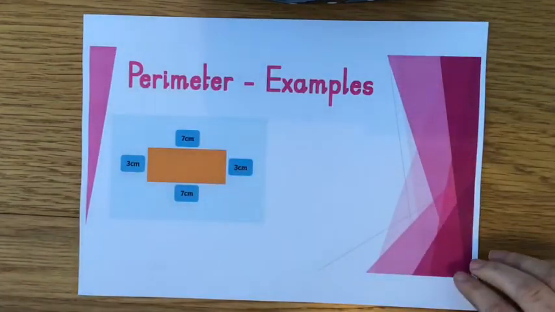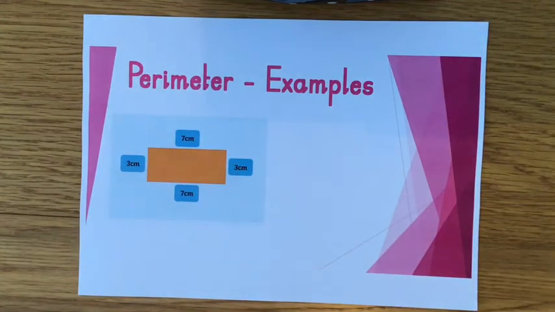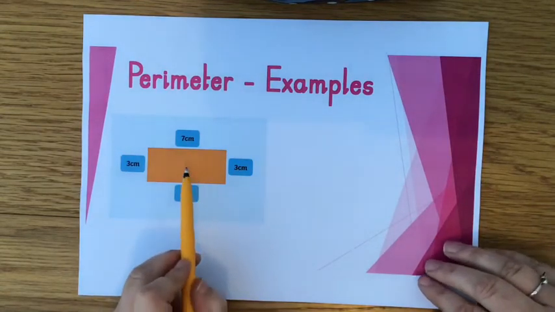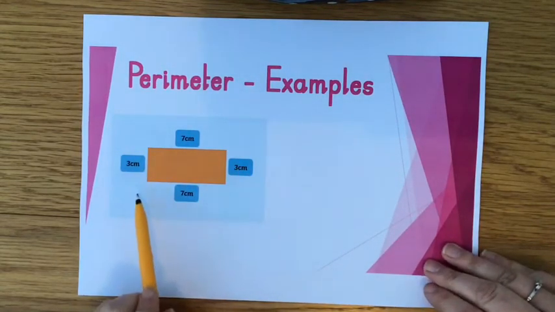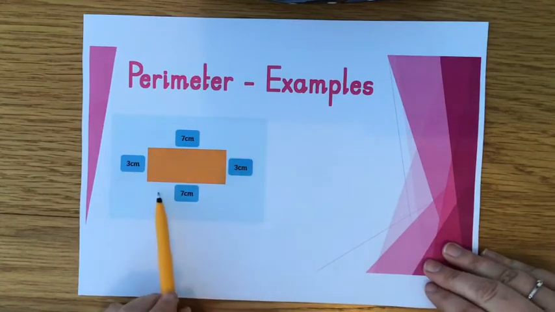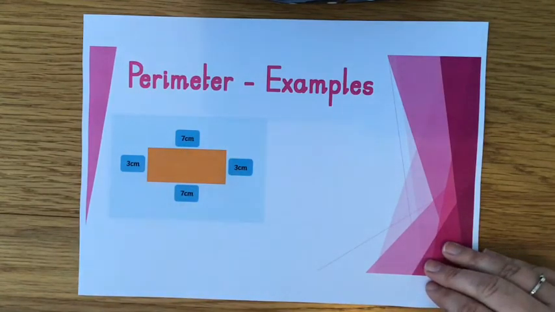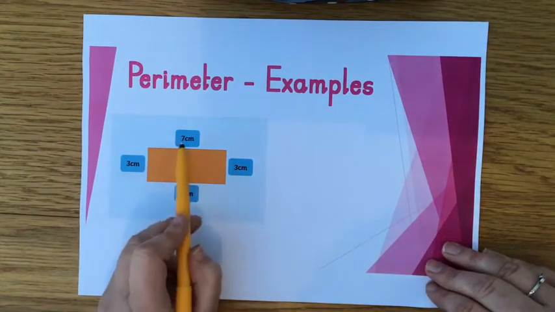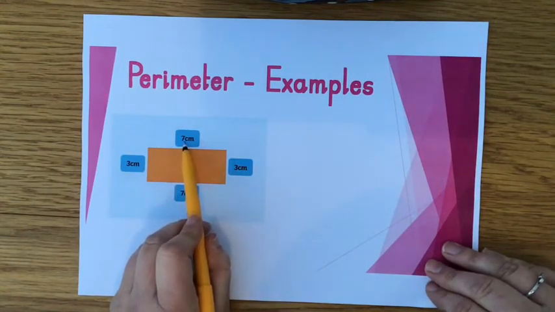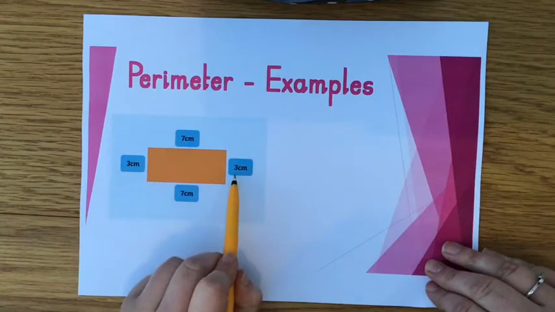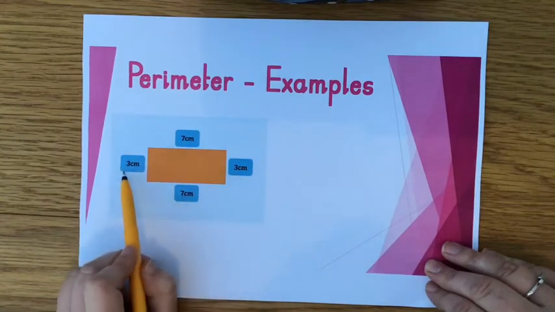Okay, let's have a look at some more examples then. This time you will see that there are no grid lines. So if you have an example like this, you would need to use the lengths given to you, or sometimes the lengths aren't given to you and you have to measure them yourself. Okay, in this example I've got 7 plus 3 plus 7 plus 3.